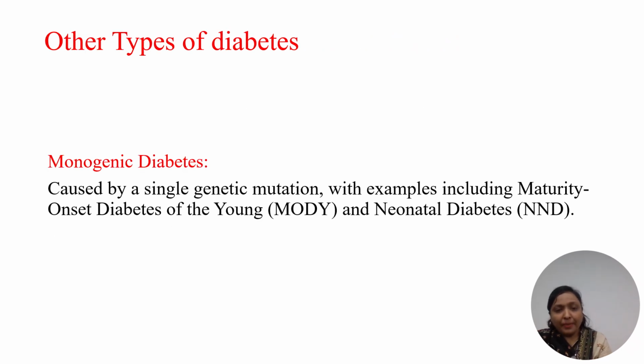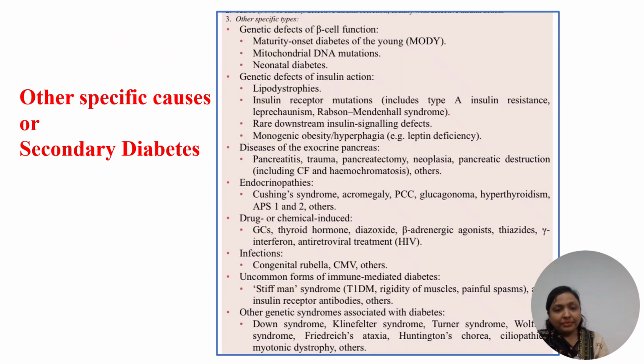What are the other types of diabetes mellitus? Monogenic diabetes. It is caused by single gene mutation. The examples include the maturity onset diabetes of young, that is called as MODY, and neonatal diabetes, which is called as NND. There are other specific causes of diabetes which are labeled as secondary diabetes.